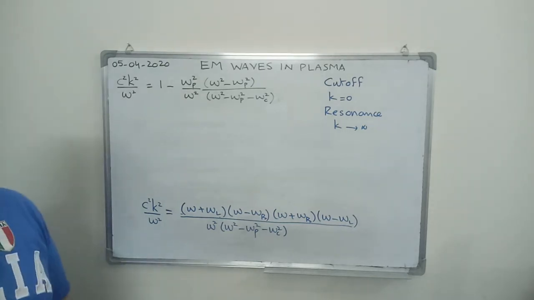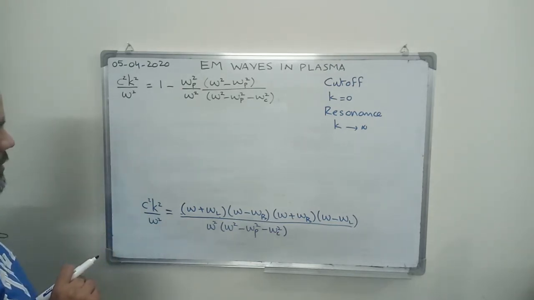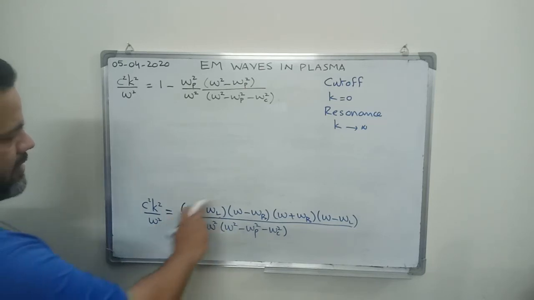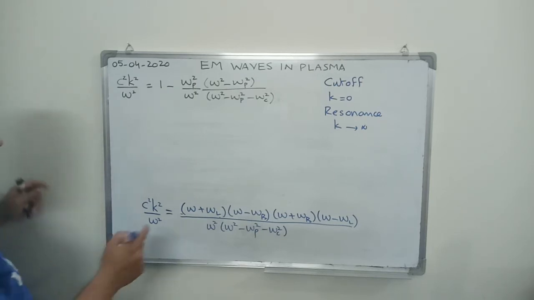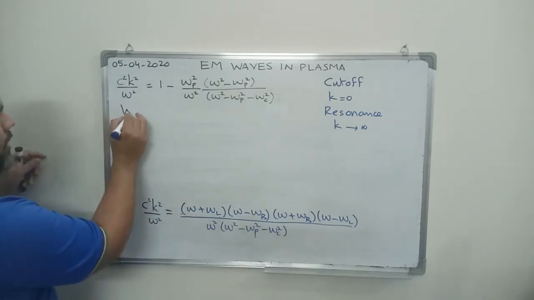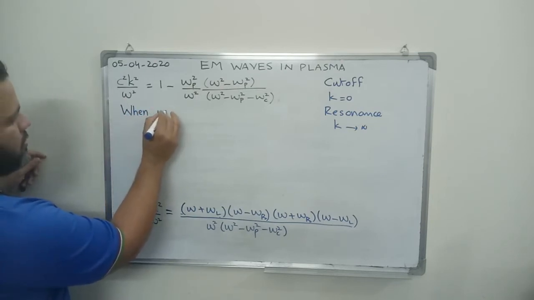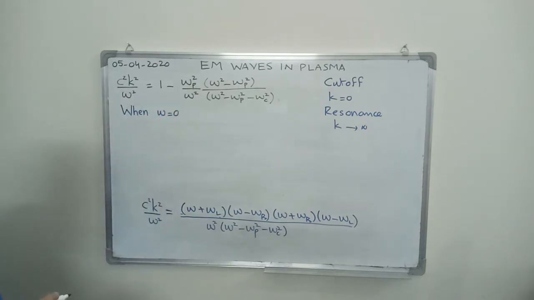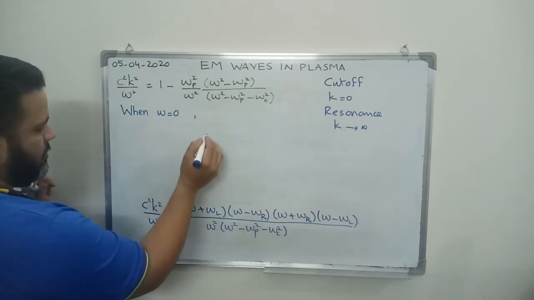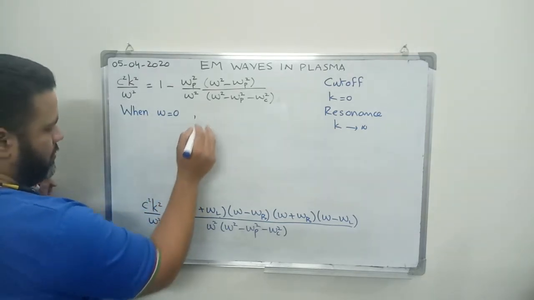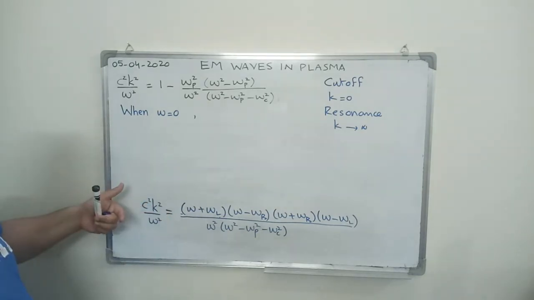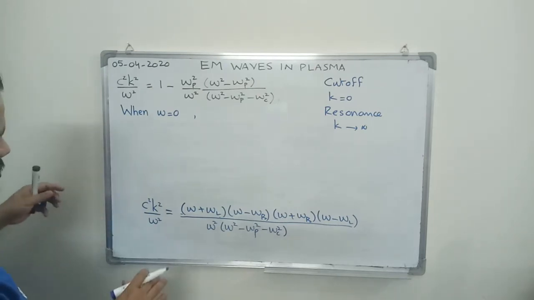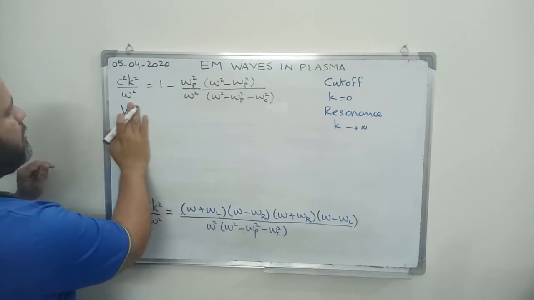So now I am going to write the important frequencies in the dispersion of this wave. First, you can see we have when omega equals 0, we have, I'm going to convert it back into omega square by c square k square. So I will write it in this way.